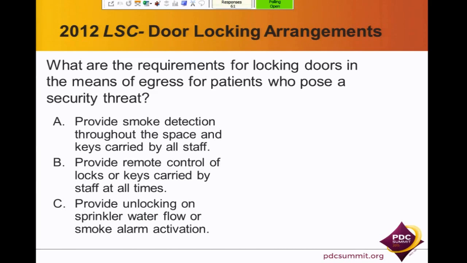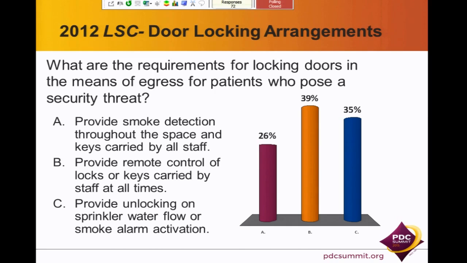All right, we'll close the polling in just a moment, so if you would make your selection. Let's see the distribution. Oh, I guess we have one to talk about right out of the bat. All right. So the correct answer is B. The correct answer is B, to provide remote control of locks or keys carried by staff at all times.